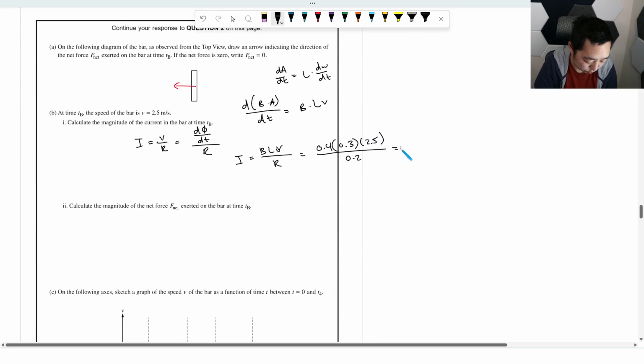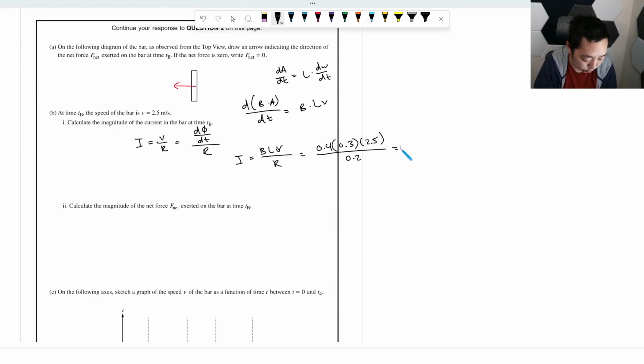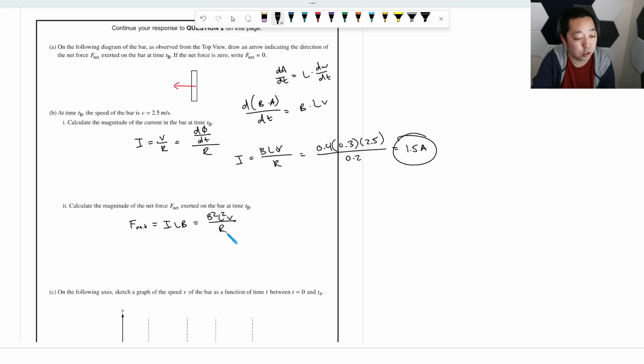Okay, so 0.4 times 0.3 times 2.5 divided by 0.2 is 1.5 amps. Calculate the net force. Well, the net force is going to be ILB because you've induced a current now, and that current is subject to that magnetic field. So it's going to be B squared L squared, the velocity over R.